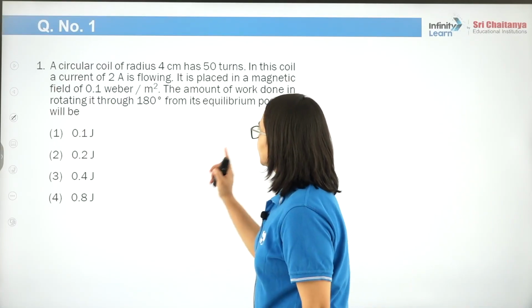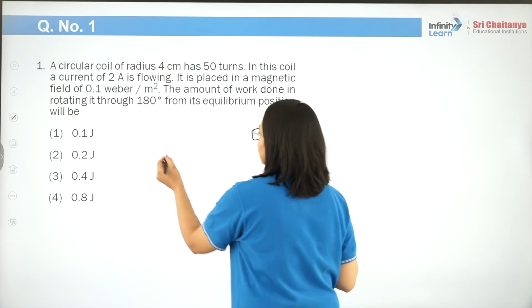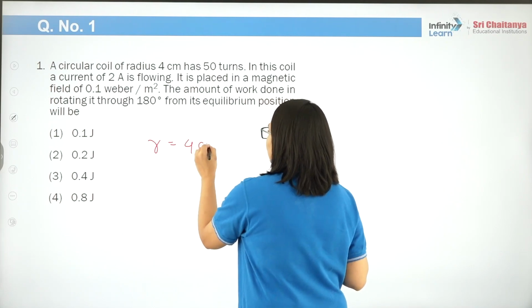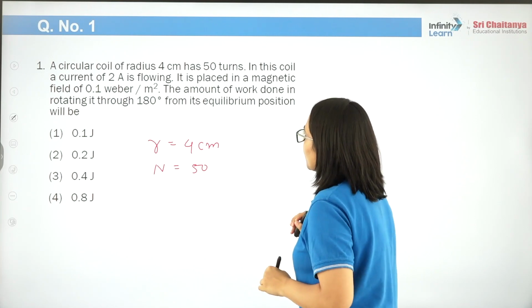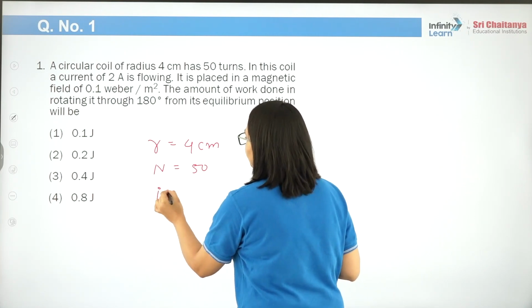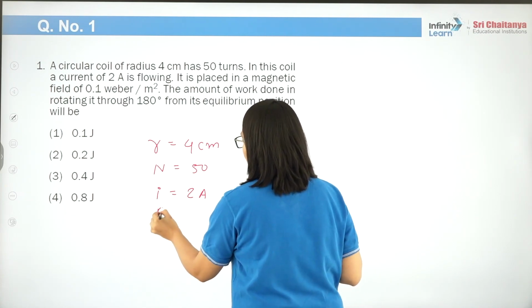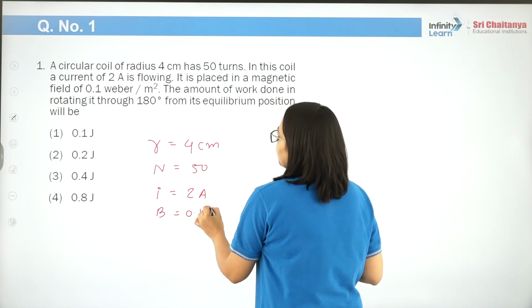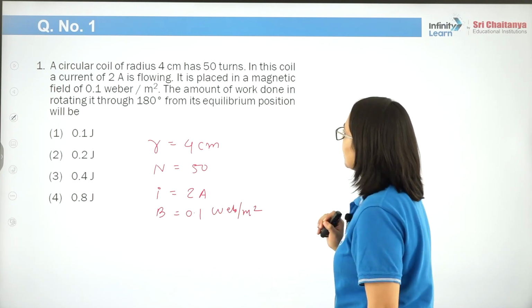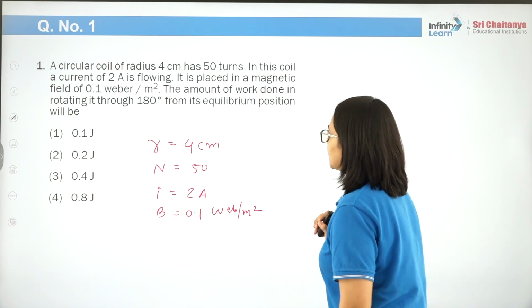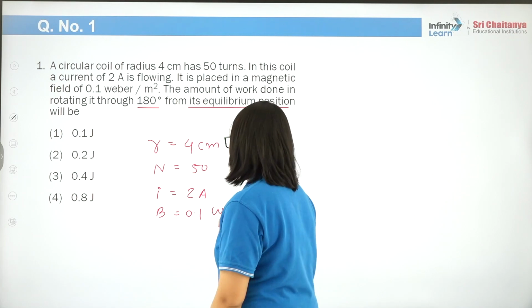We have a circular coil of radius 4 centimeter and it has 50 turns. So radius is given as 4 centimeter and number of turns is 50. In this coil, a current of 2 ampere is flowing and it is placed in a magnetic field of value 0.1 Weber per meter square. The amount of work done in rotating it through 180 degree from its equilibrium position will be.